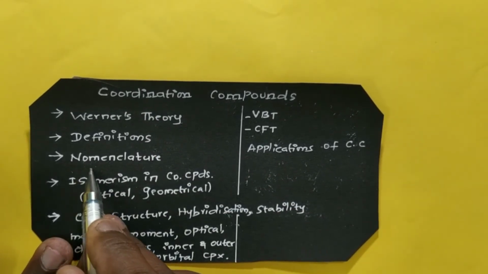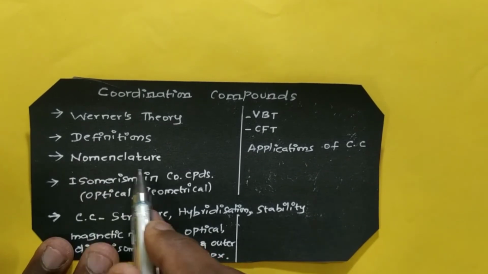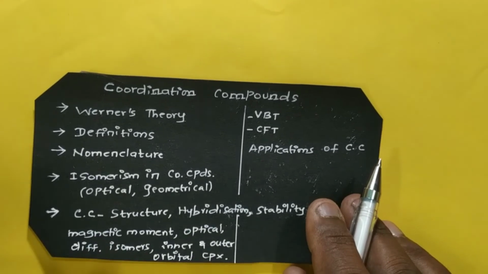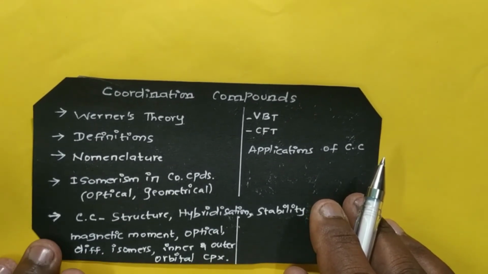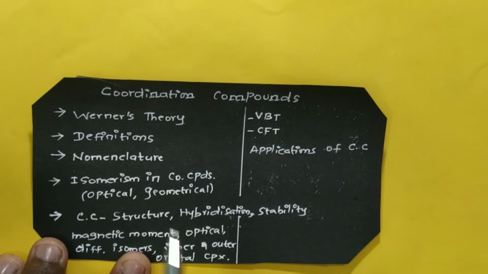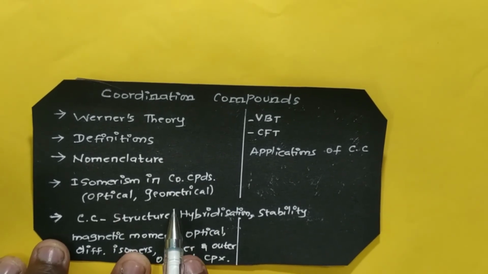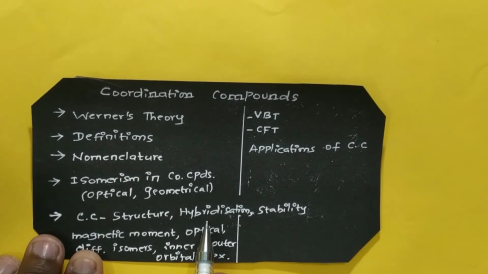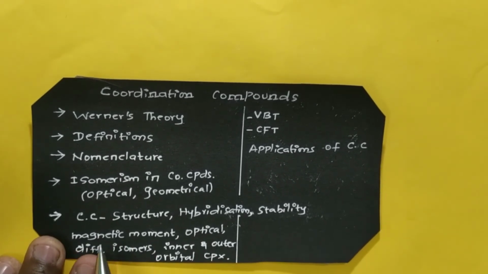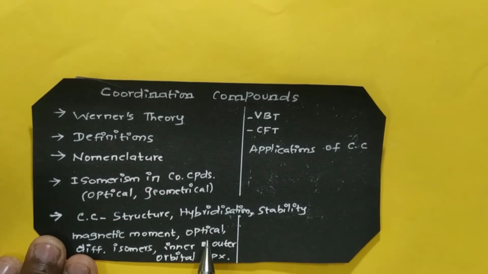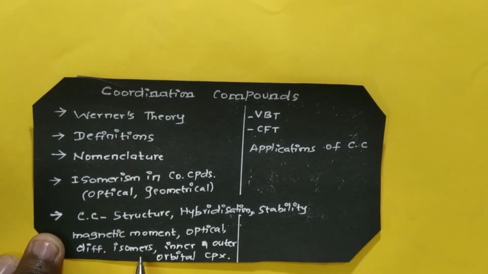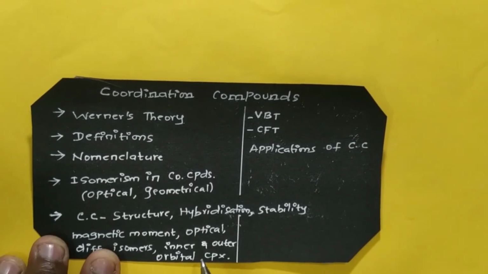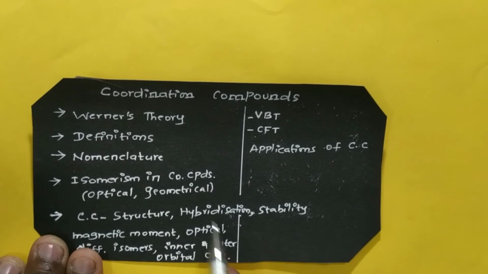And the most important thing is you may expect a definite question, that is nomenclature. From nomenclature, you may expect one question from coordination compounds. And isomerism also you may expect, like optical isomerism or geometrical isomerism, they will be asking. And coordination compounds structure, hybridization, stability of the complex, then magnetic moments, optical activities, and different isomers in inner and outer orbital complexes. You'll be asked these kinds of questions.